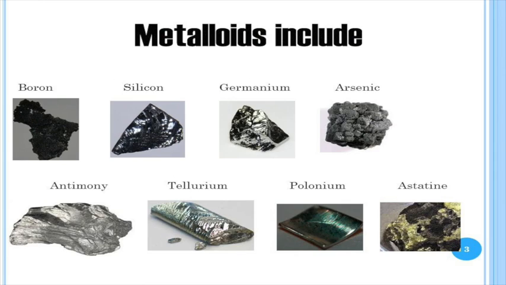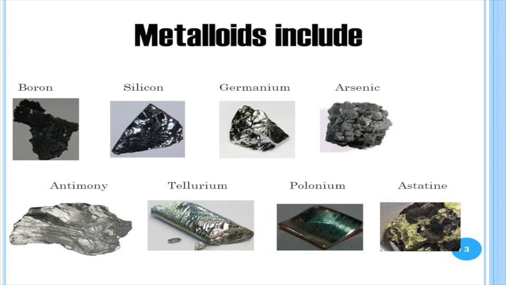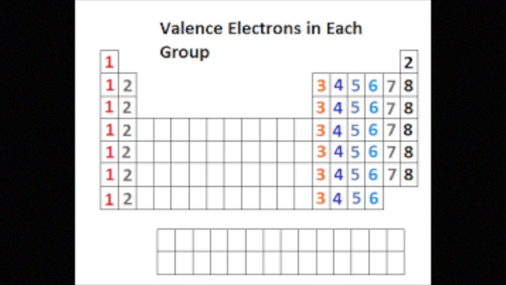Some elements do not fall under metals or nonmetals. These are called metalloids. These are on the staircase line. Elements that are most commonly referred to as metalloids are boron, silicon, germanium, arsenic, antimony, and tellurium.